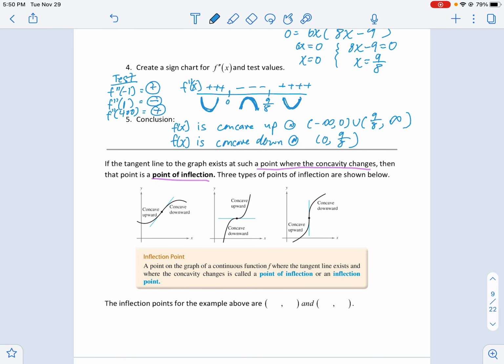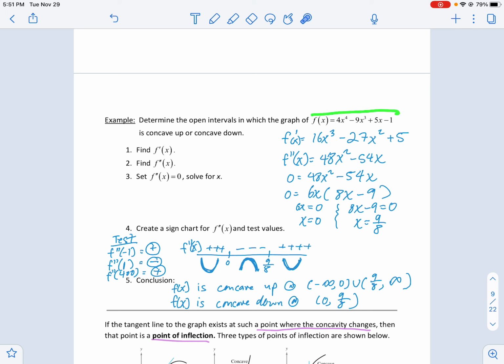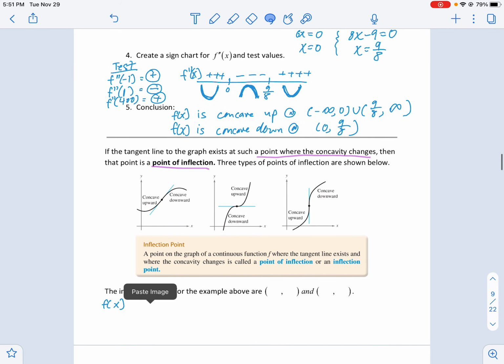So what we're going to do to find the actual point is we're going to use f of x. We're not going to use that second derivative function anymore. We're going to plug in our values, those x values, into our original function. So our original function is up here. I'm going to copy that down right here. And this is the function we are using. We're using the original f of x function, and we're plugging in x equals 0 and x equals 9/8.